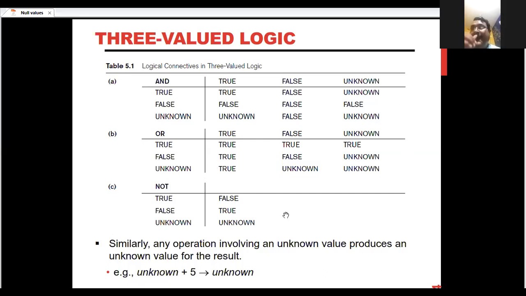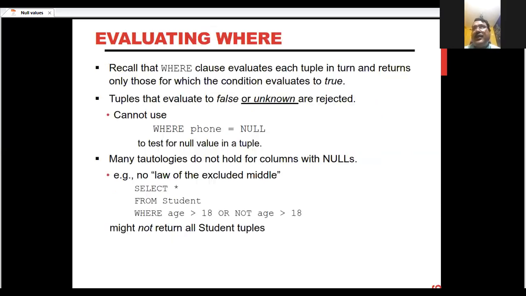In the NOT case, if true is one, NOT is zero. If it is zero, NOT is one. But NOT unknown is always unknown. Similarly, any operation involving an unknown value produces an unknown value as the result. Unknown plus 5 returns unknown. Okay, so these are the rules. We have to know the three-valued logic.